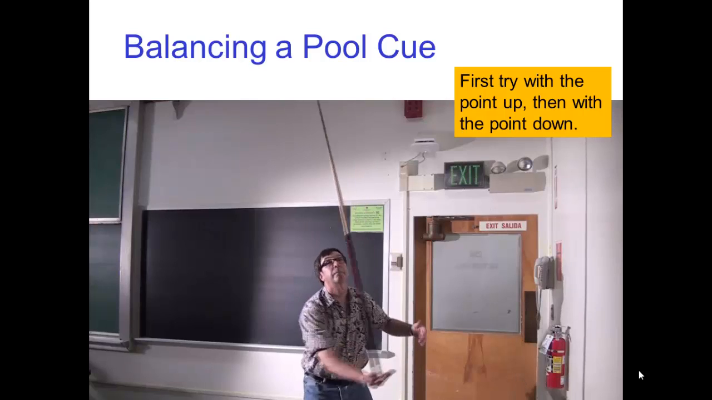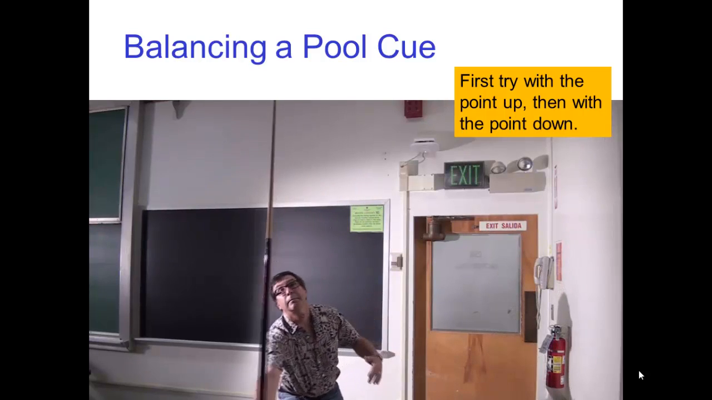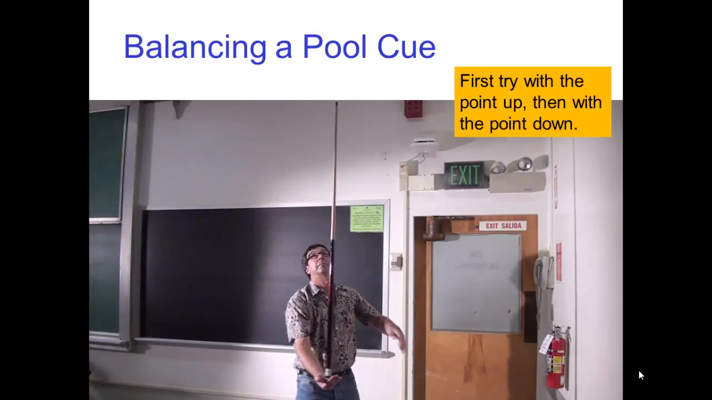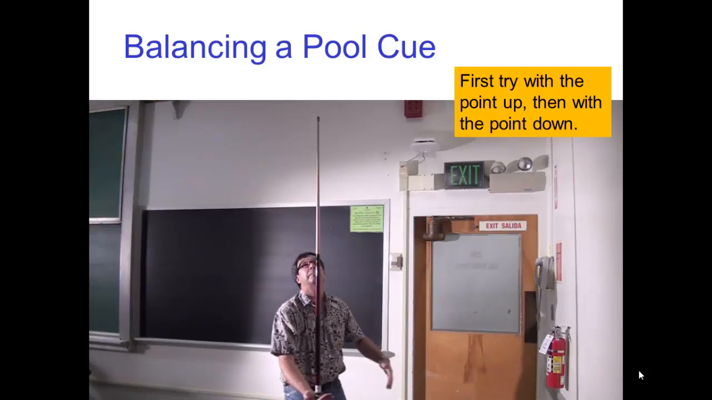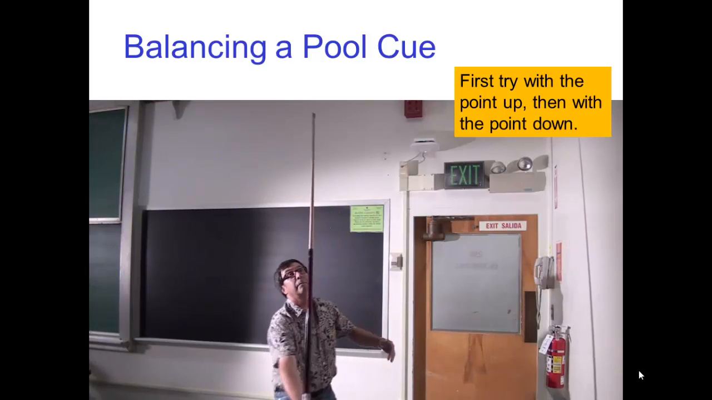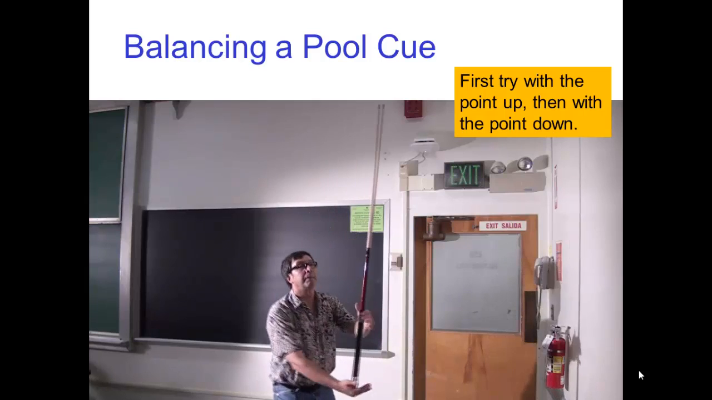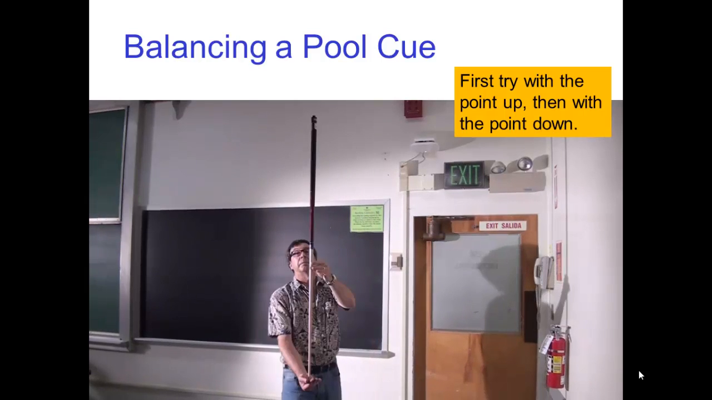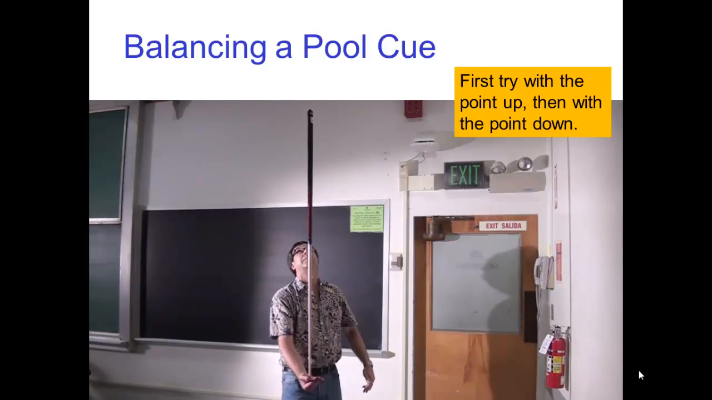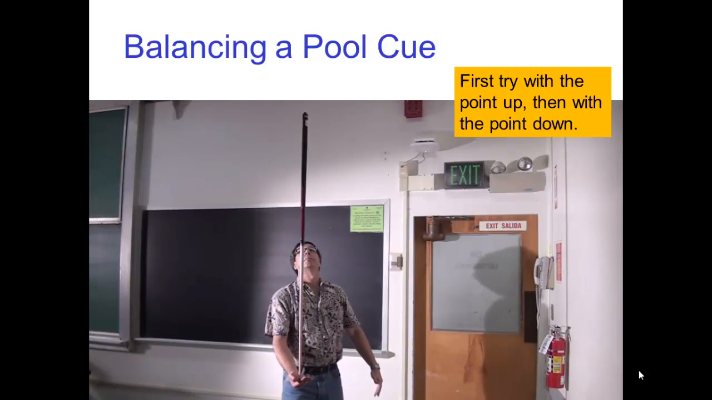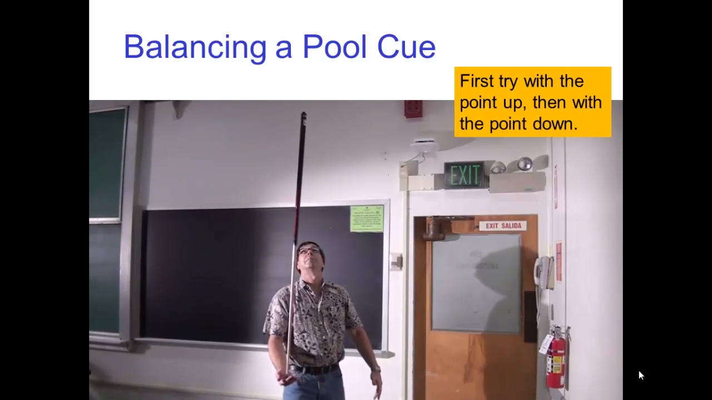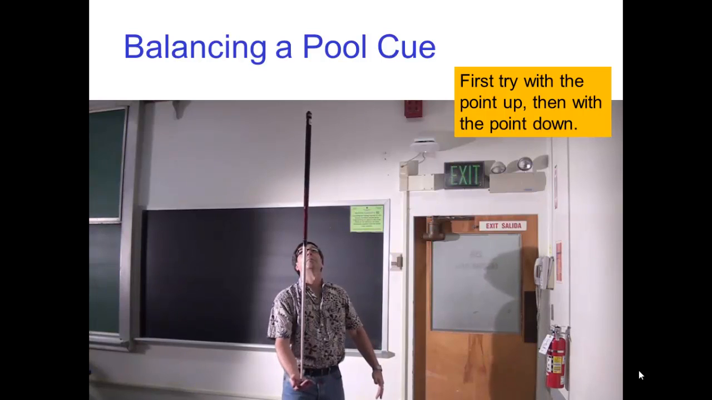First, I balance the stick in my hand with the point upward. It's very hard to balance. Now I flip it and have the point of the stick on my hand. Now the stick is much easier to balance.